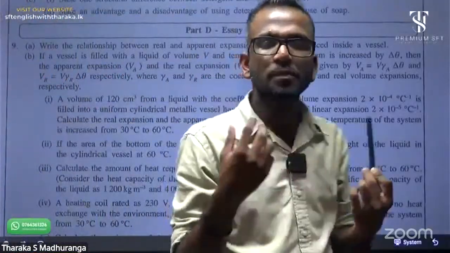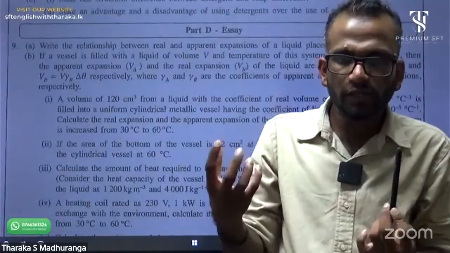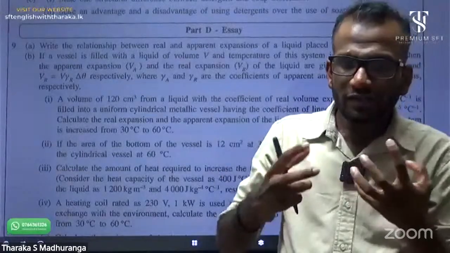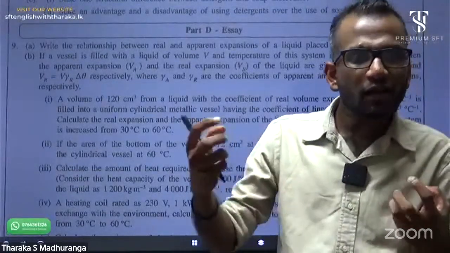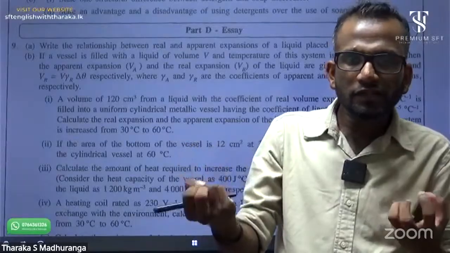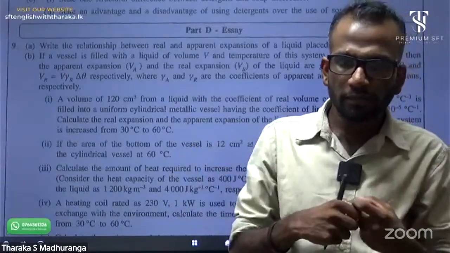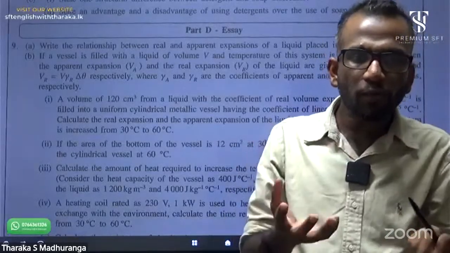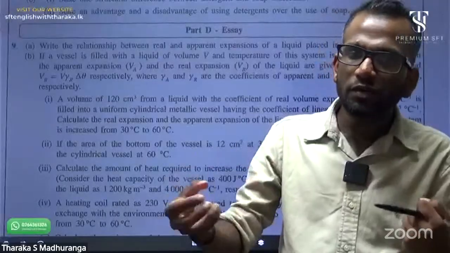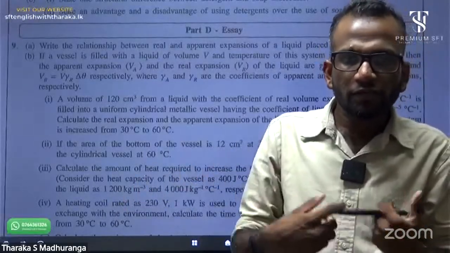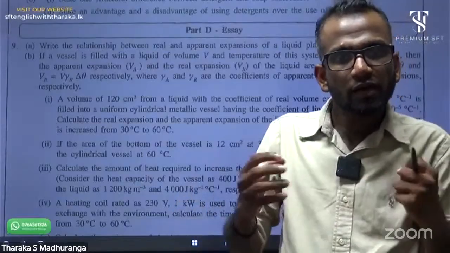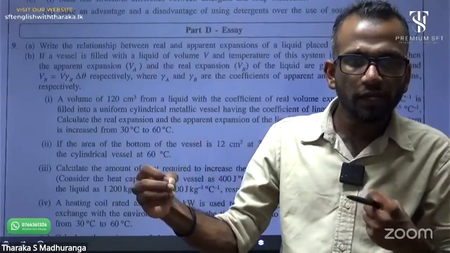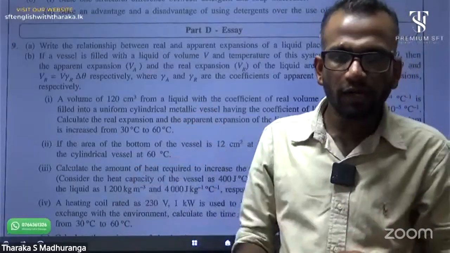Last week we discussed about the mixture method, right? Mixture method means when we mix two substances with different temperatures, the high temperature substance always releases heat and the low temperature substance absorbs heat. If there is no heat lost, the hot substance releases heat equal to the cold substance absorbs heat. If there is any heat loss to the environment, the heat released by the hot substance equals the heat absorbed by the cold substance plus the heat loss, right? That is the mixture method.